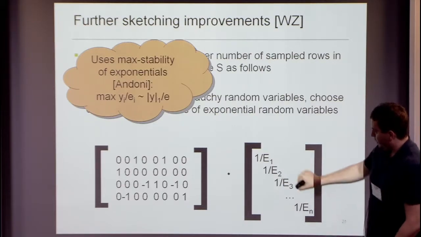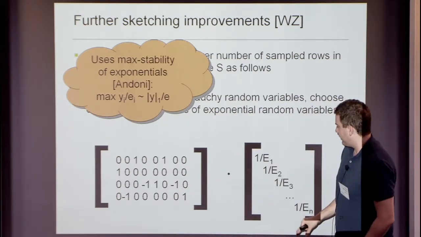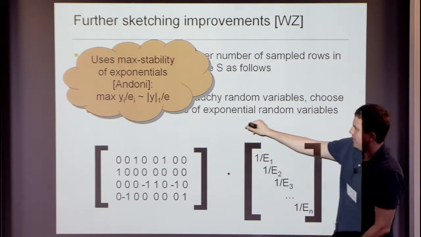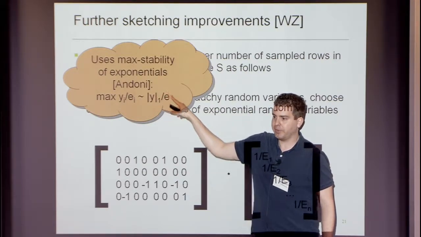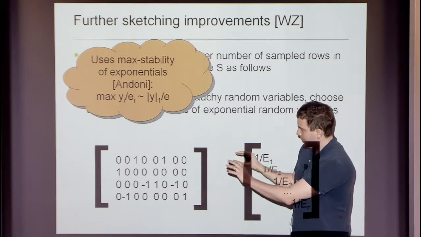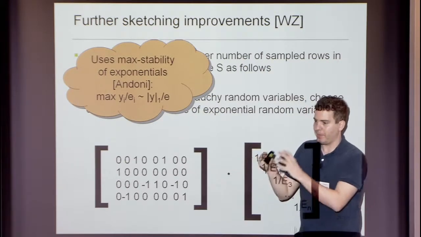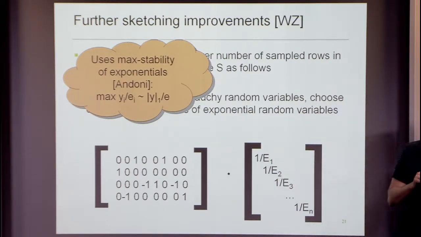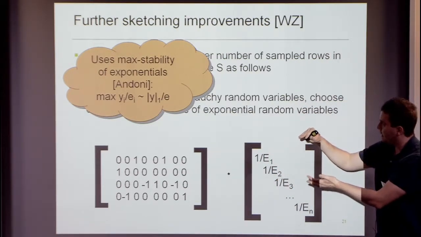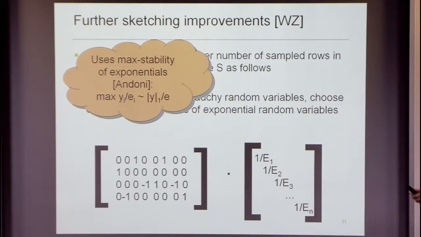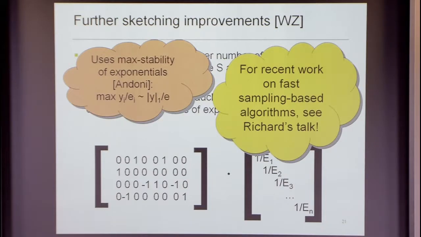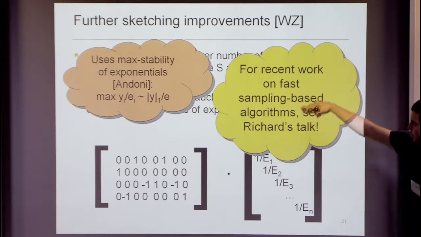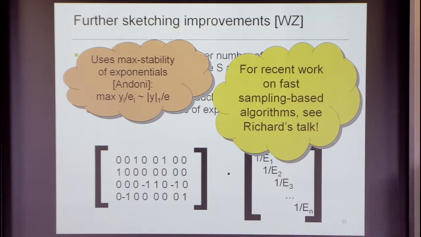Why is this useful? You can interpret this matrix as a hashing matrix. When I multiply by a vector x, the maximum entry is going to be proportional to the one norm over an exponential. And this hashing matrix will preserve the maximum value. The maximum in the hash bucket will be the maximum value. And so you get an embedding into L infinity, actually. But since it's low dimensional, it's an embedding into L1 as well. So for recent work on sampling-based algorithms with fewer samples, see Richard's talk later today.